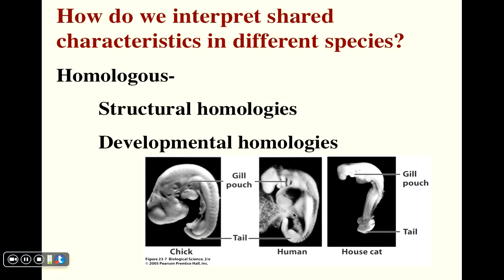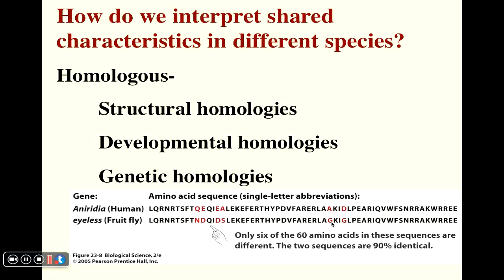We can also talk about developmental homologies. The labeling in some of these images is unfortunate. This is not to imply that humans have gills and cats have gills. Nevertheless, what this is trying to show is that developmental patterns are so similar among different groups of organisms that a lot of these developmental patterns probably are homologous, inherited from some common ancestor.